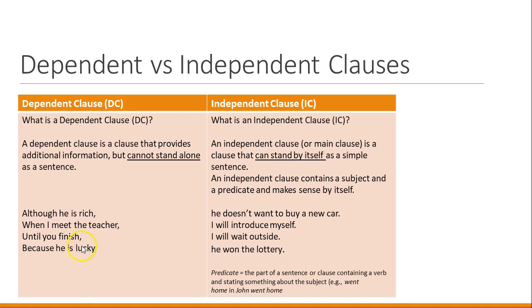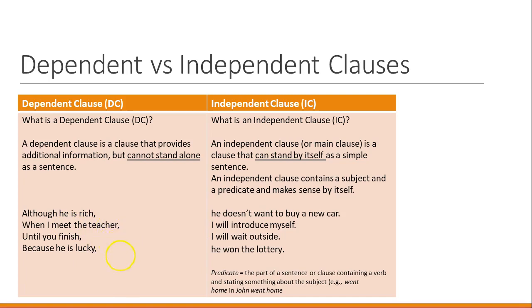No. So a dependent clause means a clause that depends on another clause, which is the independent clause, which can actually by itself stand alone. So if I were to say, he doesn't want to buy a new car, the meaning is complete. Do I need another sentence for the meaning to be complete in this sentence? No. When I say, I will introduce myself, is the meaning complete? Yes. But if I say, when I meet the teacher, there's something missing, right?